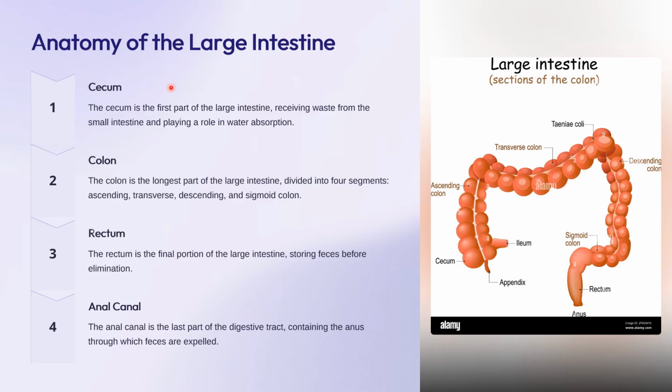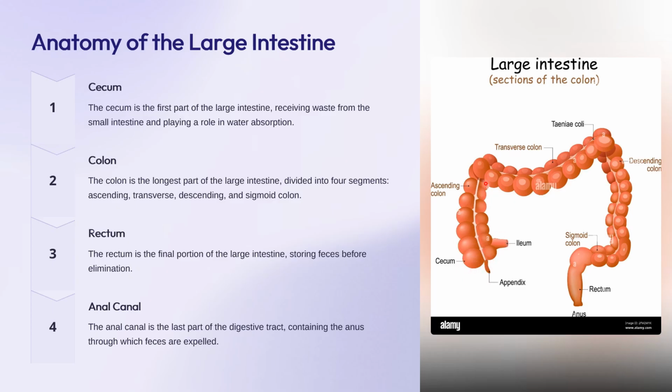Okay, we'll see now the large intestine and its anatomy. So the cecum is the first part of the large intestine which receives the waste. We can see the diagram over here. From the ileum it enters the cecum. So it receives the waste from the small intestine and plays a role in water absorption.